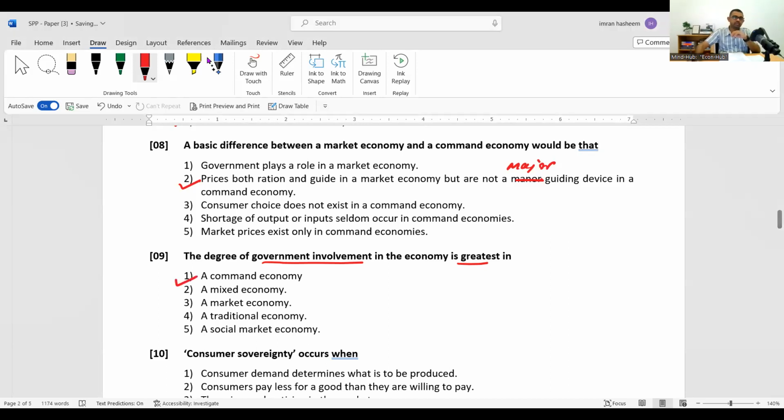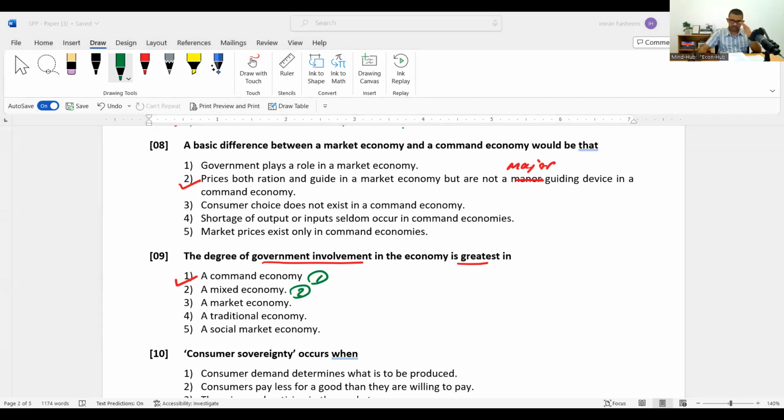If you could help me with a kind of order or ranking here, highest to lowest degree of government involvement, highest government involvement, of course, command. Next, where would the government involvement be greatest? Now, mixed is a very broad term. There are different kinds of mixed economies. So we will just give it number 2. Where is it next?